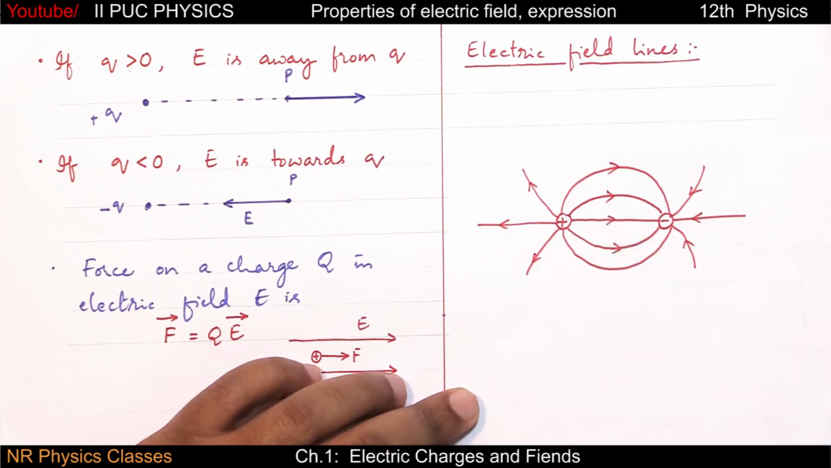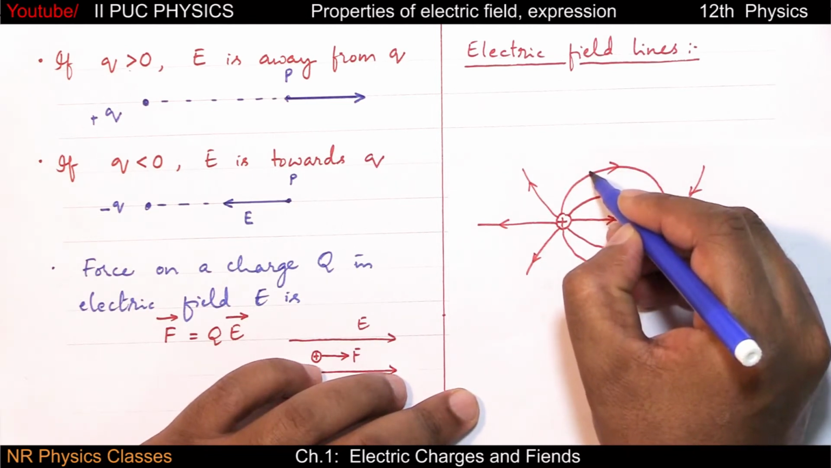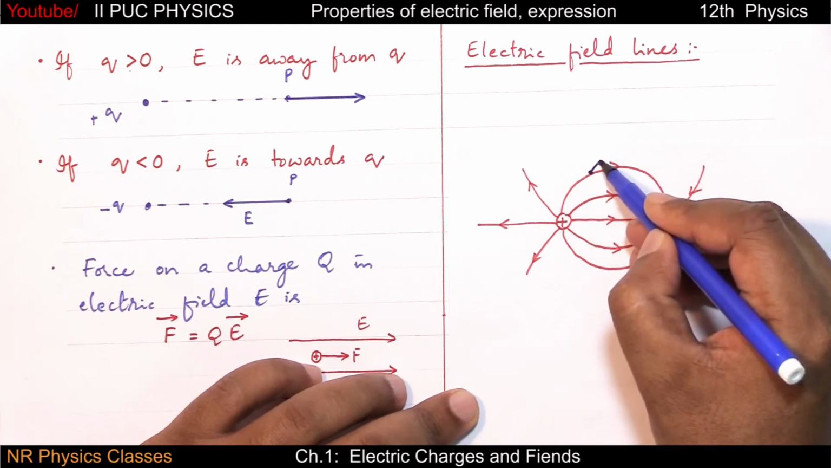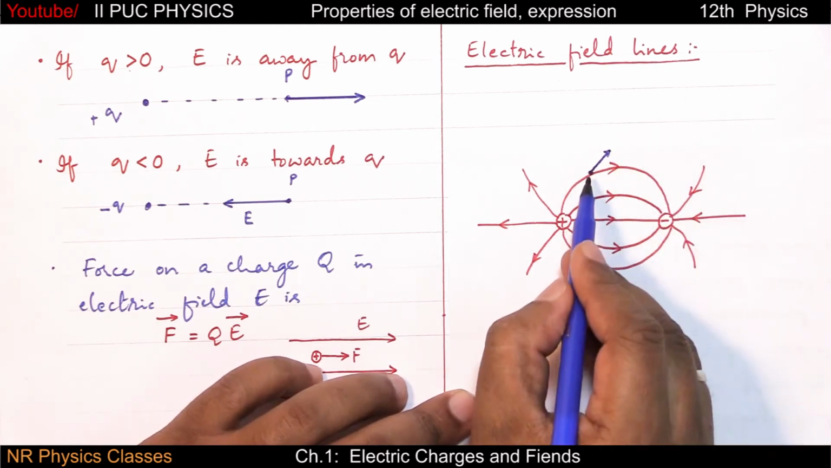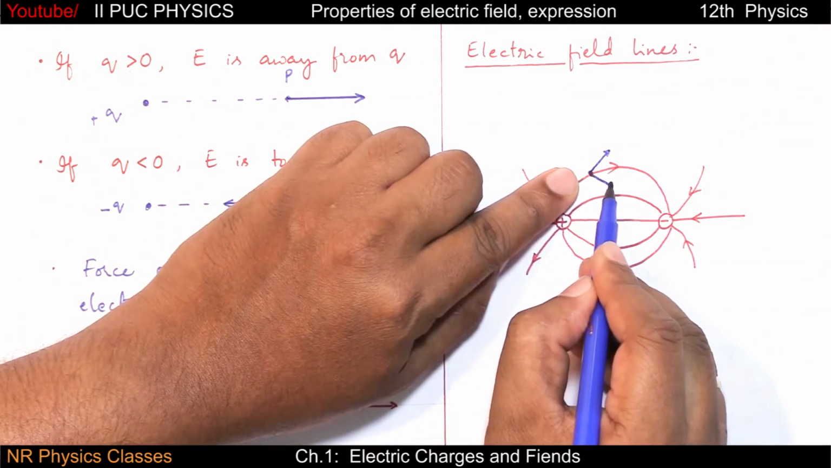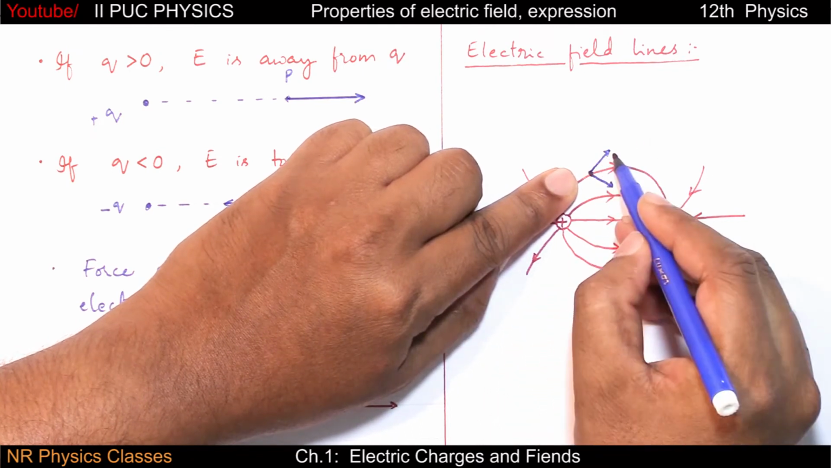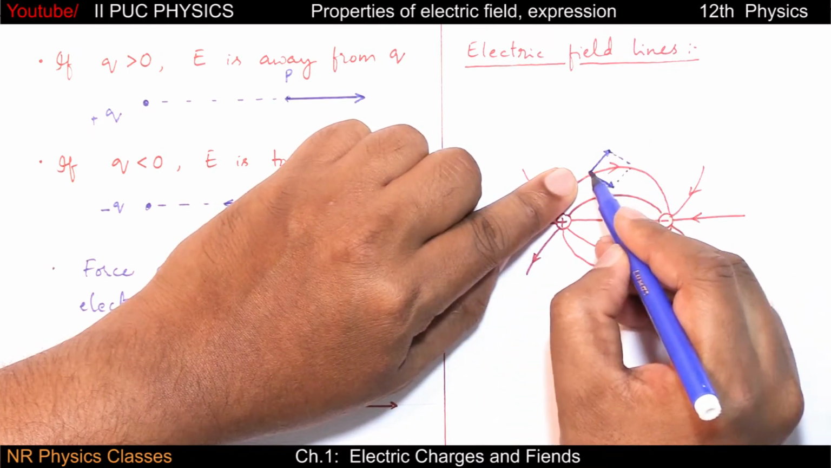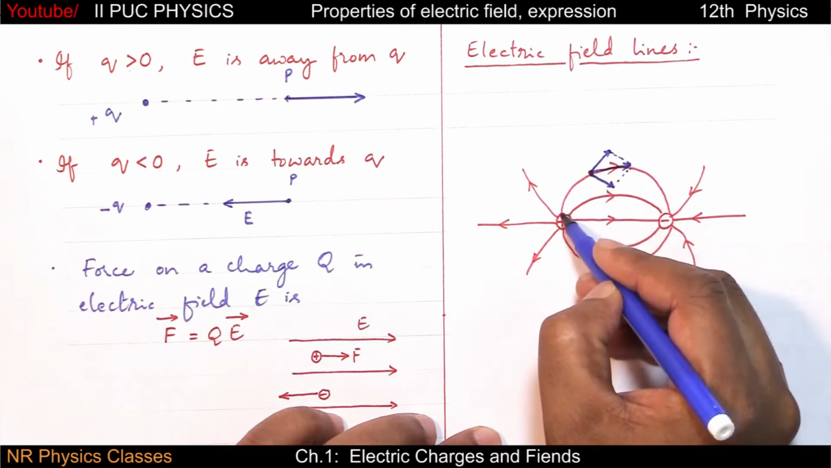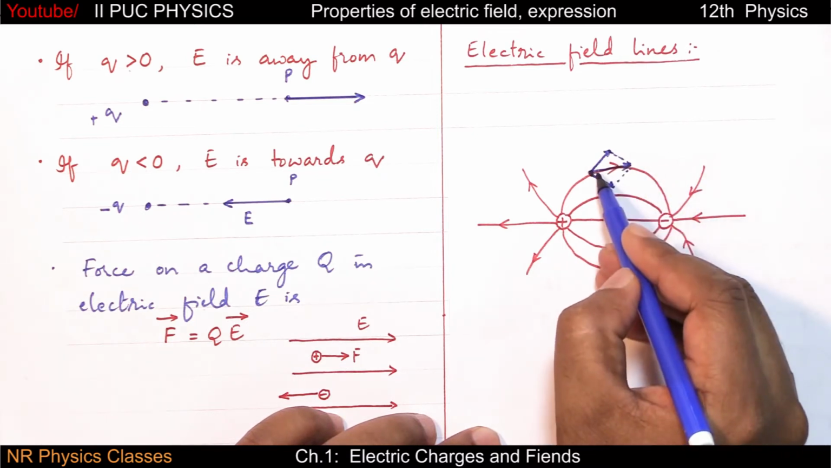Now for this line, if I keep a test positive charge here, this test charge is repelled by plus in this direction. At the same time, this positive charge is attracted by negative in this direction. These two are vectors. Therefore, the resultant of these two will be along the tangent. See, if you draw a tangent for an electric field, that tangent represents the direction of motion of the test positive charge.